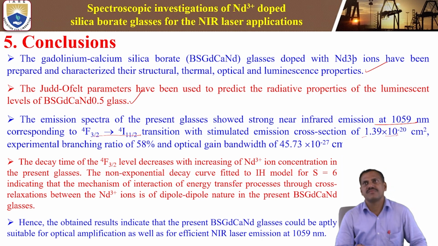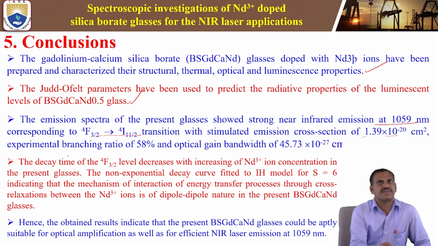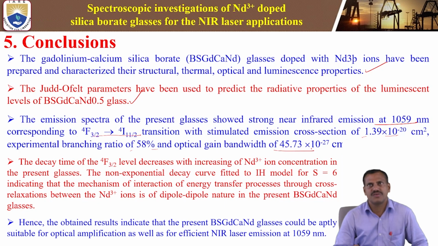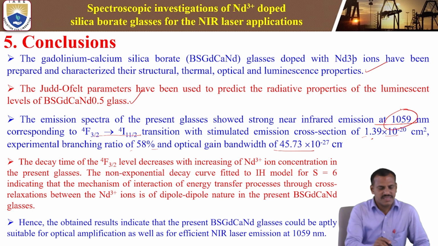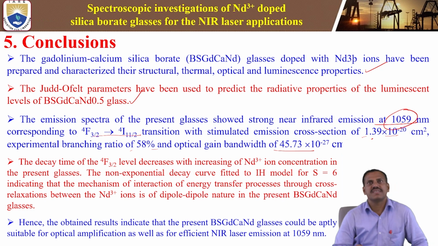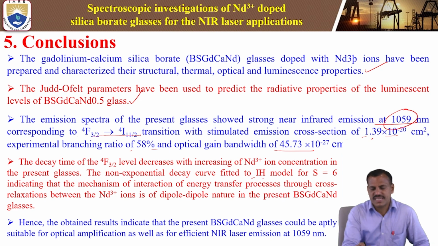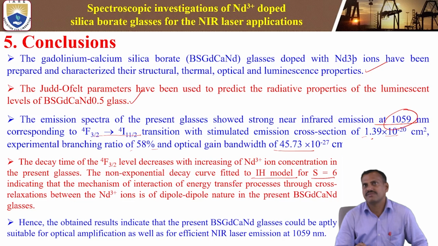1.39 × 10⁻²⁰ square centimeters, an experimental branching ratio of 58%, and an optical gain bandwidth of 45.73 × 10⁻²⁷ centimeters. These are the important laser parameters in the near infrared region at 1059 nanometer. The decay times of the 4F3/2 level decrease with increasing Nd3+ concentration in the present glasses. The exponential decay curves are well fitted with the Inokuti-Hirayama model for S equals 6. That S equals 6 indicates the dipole type of energy transfer.